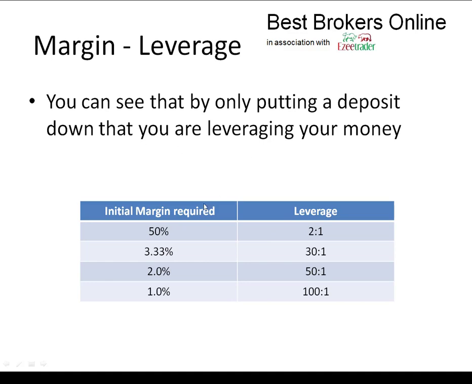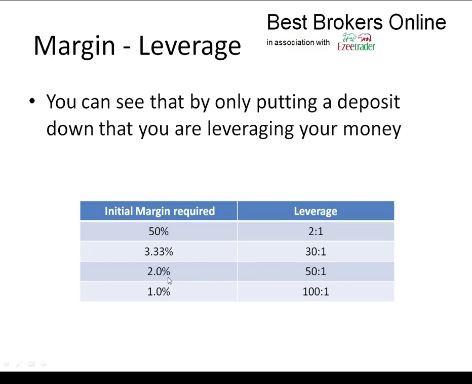Now, here's a little chart here, initial margin required. So this is the margin that's required, and this is the leverage it would equate to. So if you're being given 50% margin, you're getting leverage of 2 to 1. This is the current European Forex level, 3.33%, which gives approximately 30 to 1 leverage.